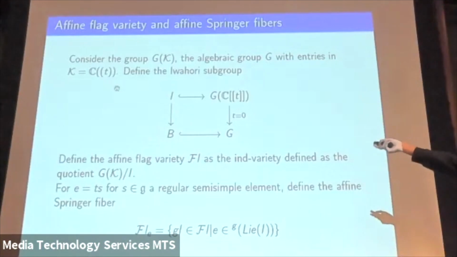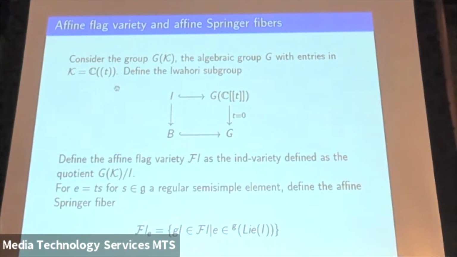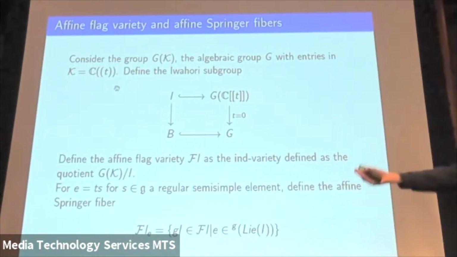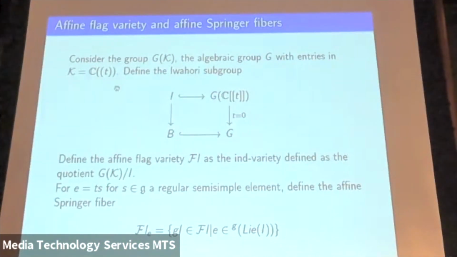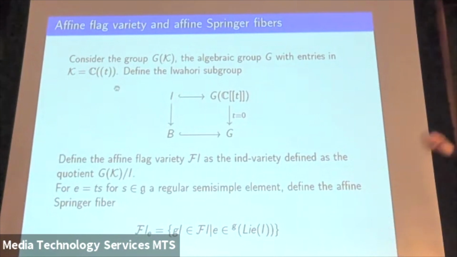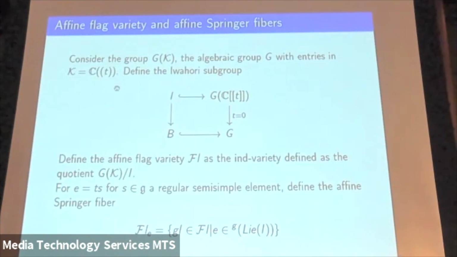So in the case of GLn, this flag variety is just the space classifying flags. So what are flags? A flag inside a vector space V is just a set of subspaces V1, V2, up to Vn, each of one dimension more than the last and each included into the next. And this space, the flag variety, just classifies the set of such flags. And the Springer fiber just takes those flags that are stable under some particular endomorphism, e. And in the case of this affine version, the endomorphism that I want to take is this ts. And here s is some diagonal matrix with different eigenvalues in the case of GLn.